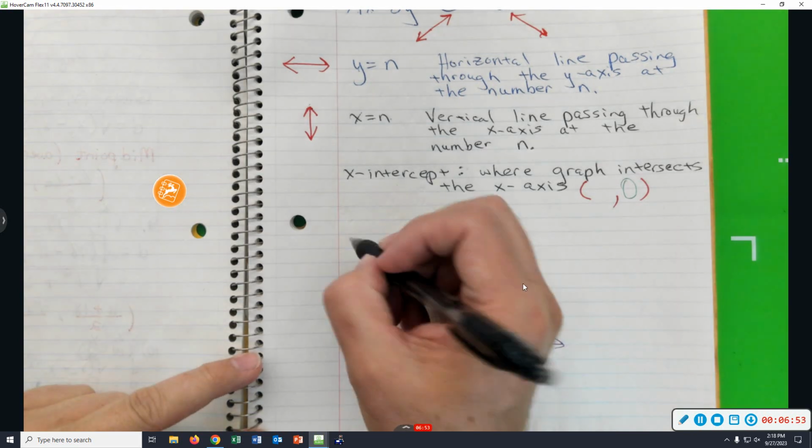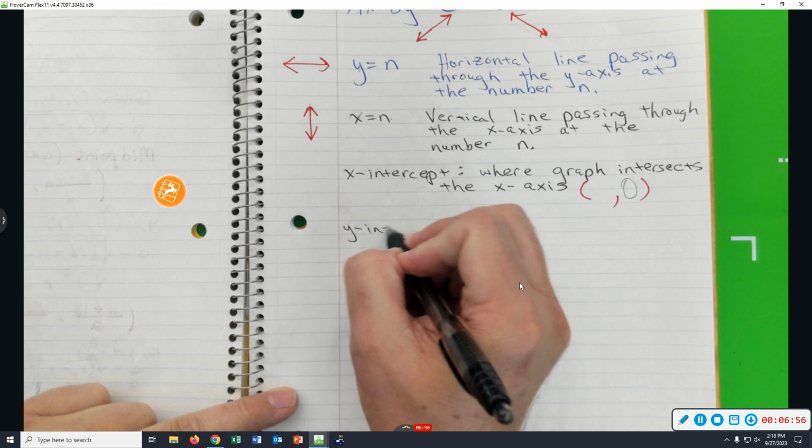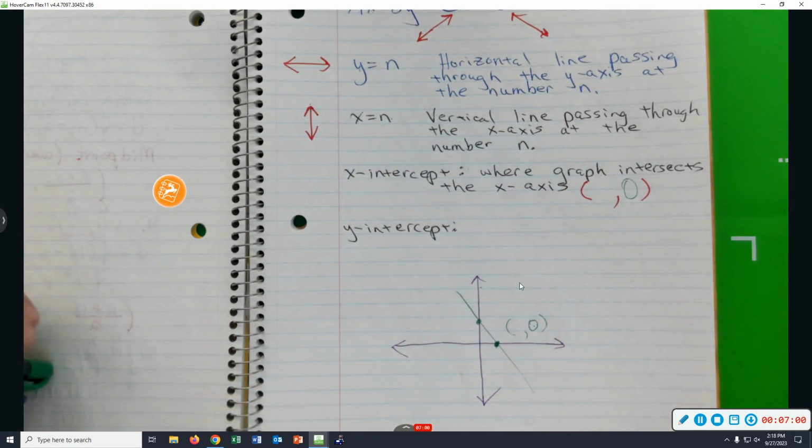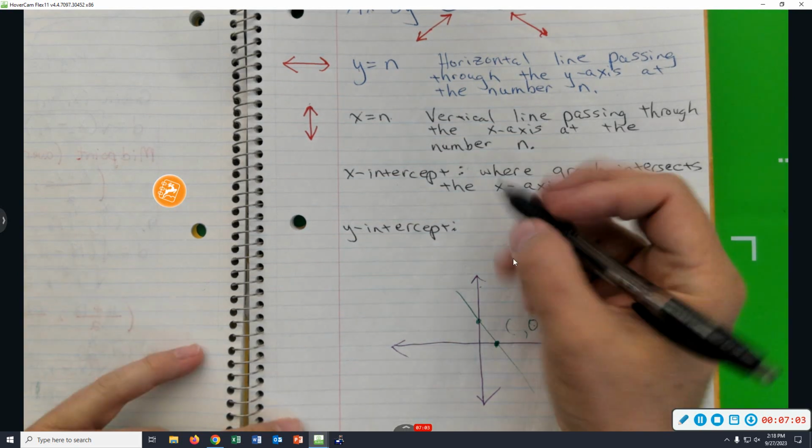Likewise, the y-intercept is the point where the graph passes through the y-axis.